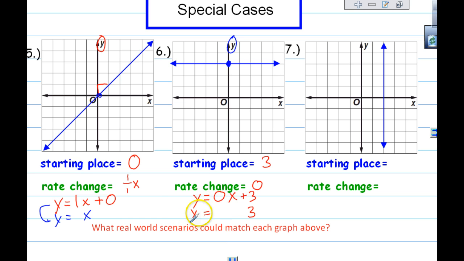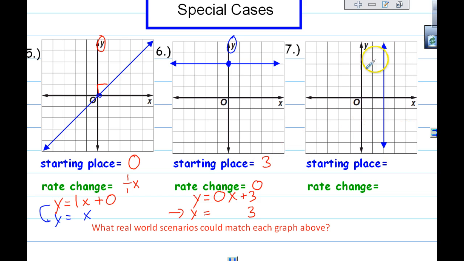So if you see the equation y equals 3, you have to know, okay, there's no x here. Oh, that's because the slope is 0. That means it's a horizontal line. So just by looking at this, y equals a number, you know it's a horizontal line, 0 slope. Okay.